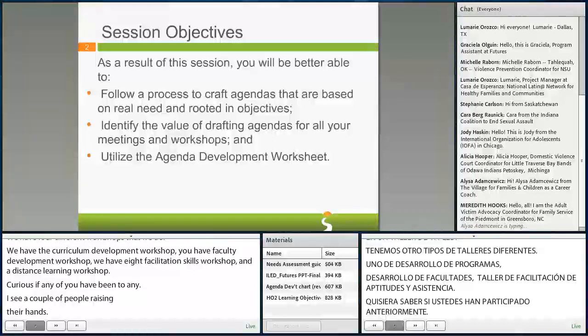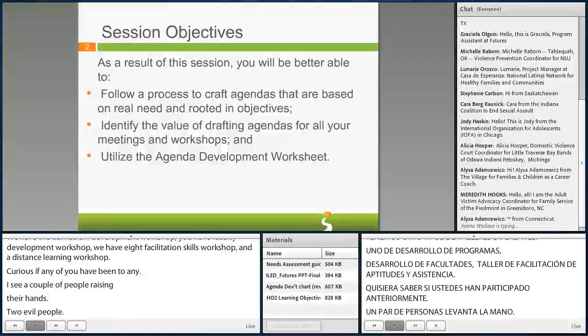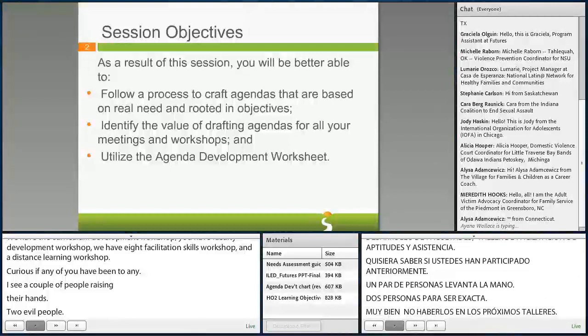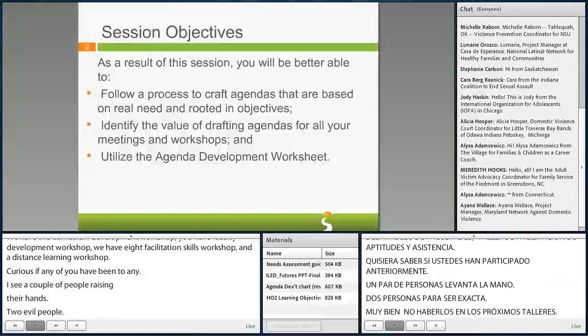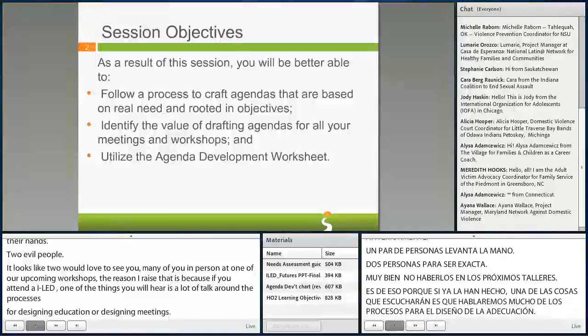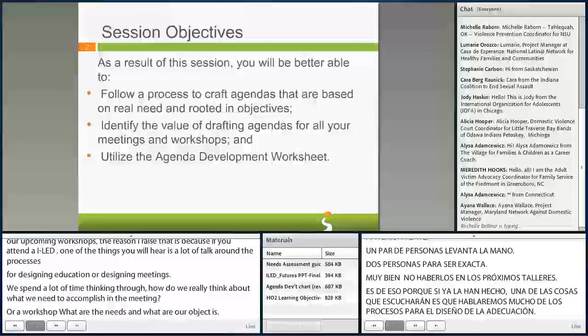So I would love to see many of you in person at one of our upcoming workshops. But the reason I raise that is because if you attend an ILED workshop, one of the things that you will hear is a lot of talk around the processes for designing education or designing meetings. So we spend a lot of time thinking through how do we really think about what we need to accomplish in a meeting or in a workshop. What are the needs and really what are our objectives when we're either having a meeting or having some kind of conference. So that's some of what we do at ILED, and that's some of what we're going to do for you guys here today.